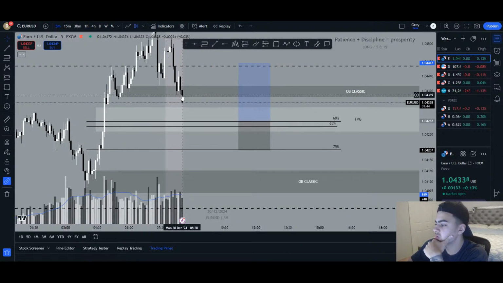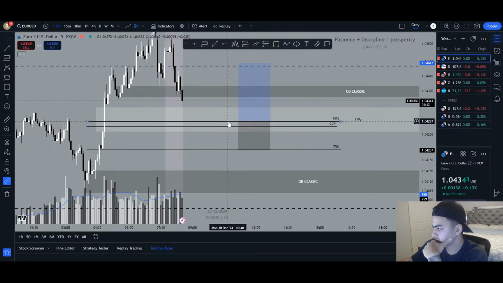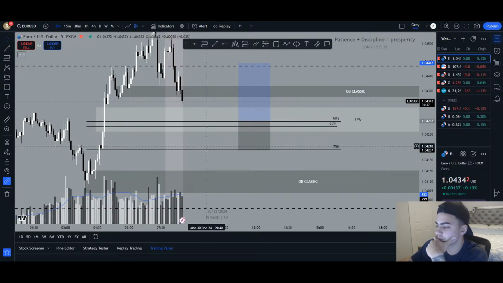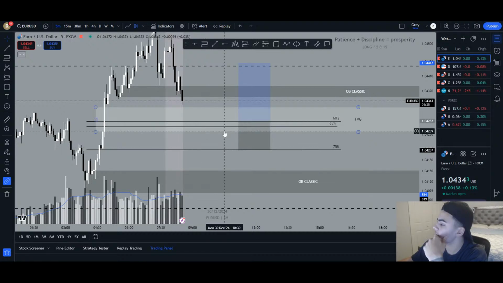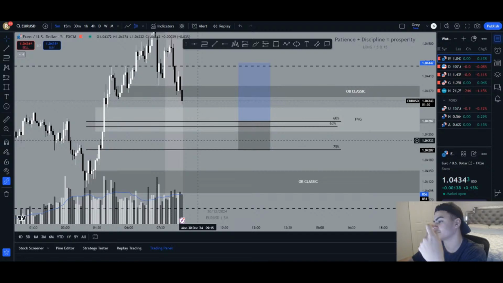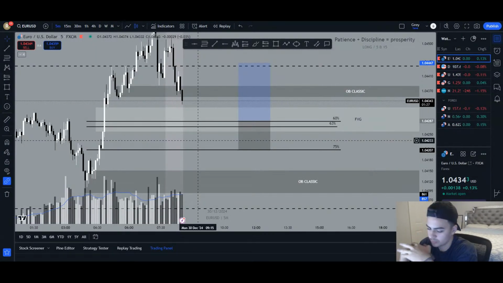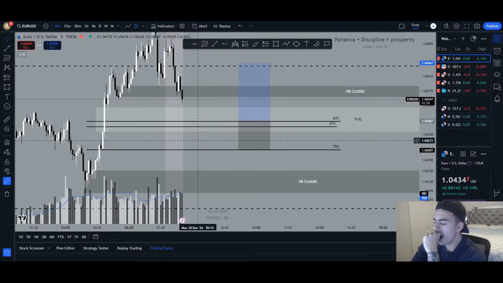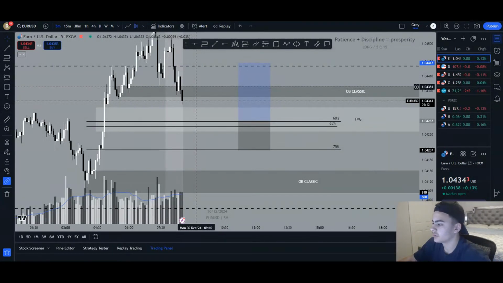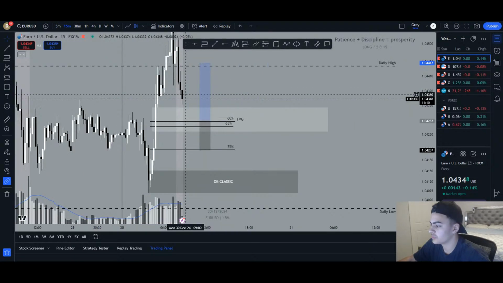See, this would have been a good sell, but since I have my area right here, it's too close. I would even go for 1-to-1. I'm just gonna wait. I could delete this. 15 minutes didn't respect it.